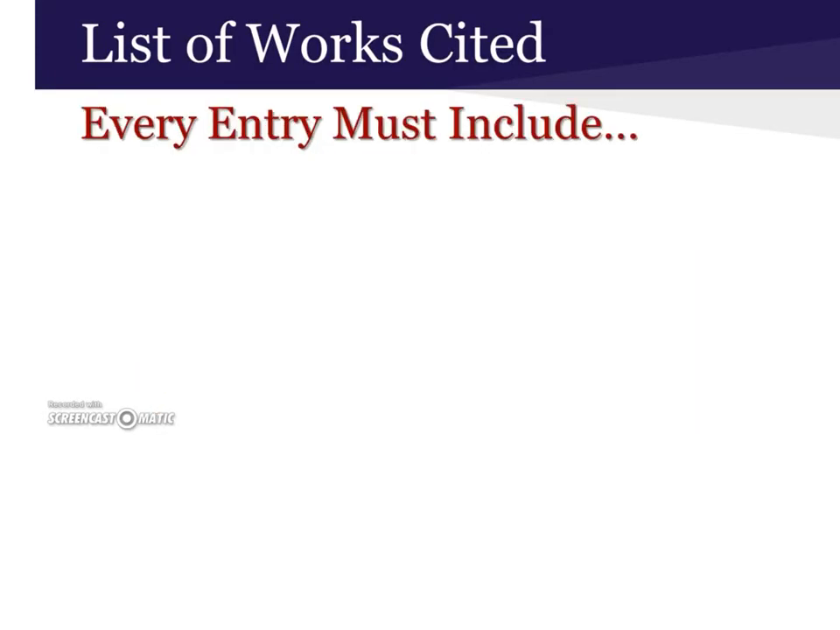Okay, now there's information that needs to appear on every works cited entry, and those bits of information are arranged as follows. Every cite must include the author's last name and the first name, followed by a period. You're going to omit titles of individuals, but you will include middle initials if the author uses them.